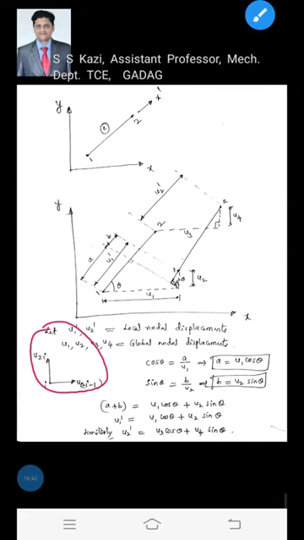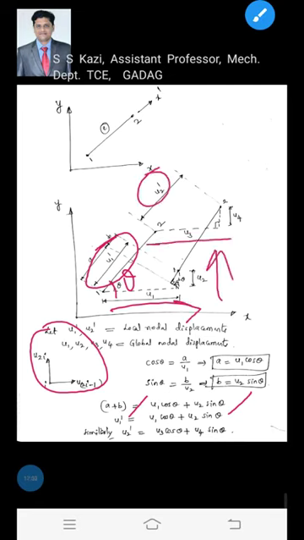Okay, now u1 dash, we got the relation for local displacement. This is going to be resolved by an angle theta. It is going to be resolved into two, that is, one is u1 and another one u2. Likewise, this u2 dash is going to be resolved into u3 and u4. For the relationship we got, u1 dash is equal to u1 cos theta plus u2 sin theta, u2 dash is equal to u3 cos theta plus u4 sin theta.